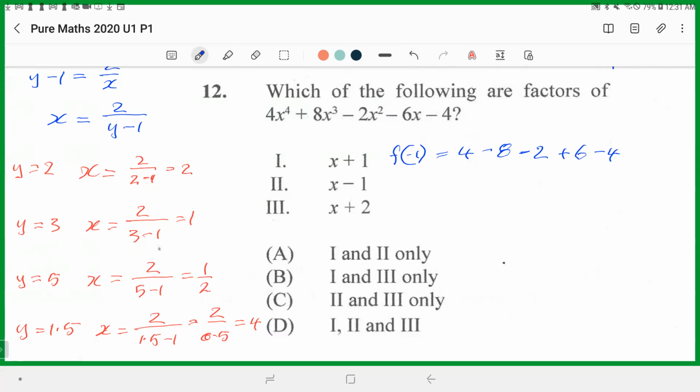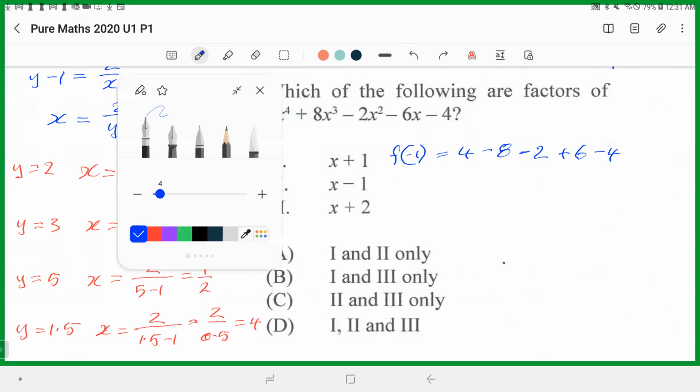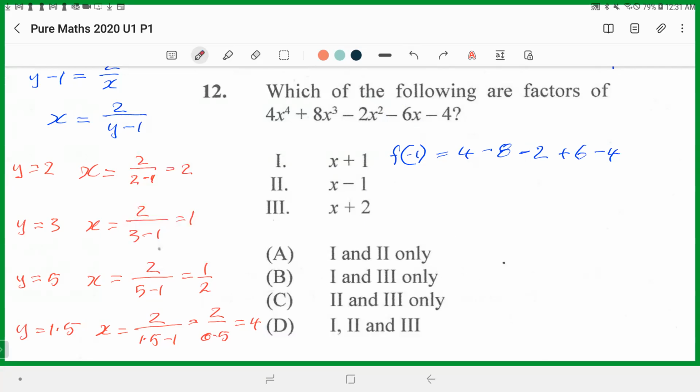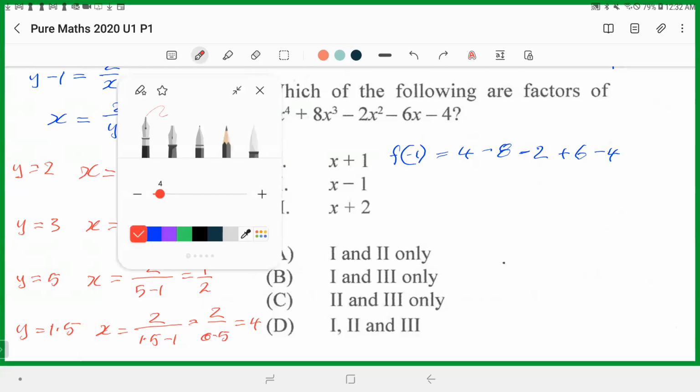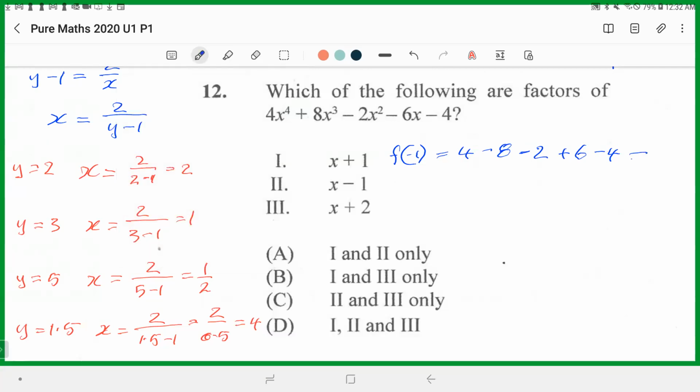How does this work out? Now, you can use the calculator. Does this wipe out this? Is it going to equal 0? Nope, that does not equal 0. Right. So if that does not equal 0, it is not a factor. So this is not equal to 0. Therefore, x minus 1 is not a factor.